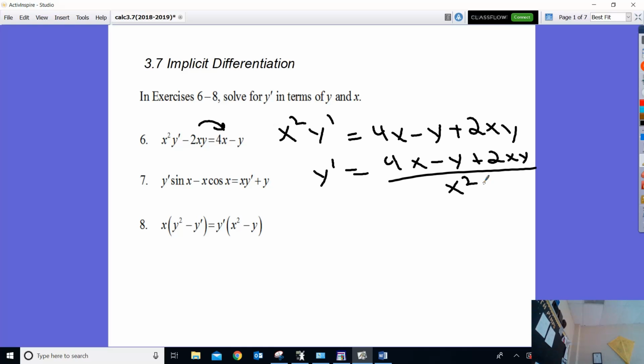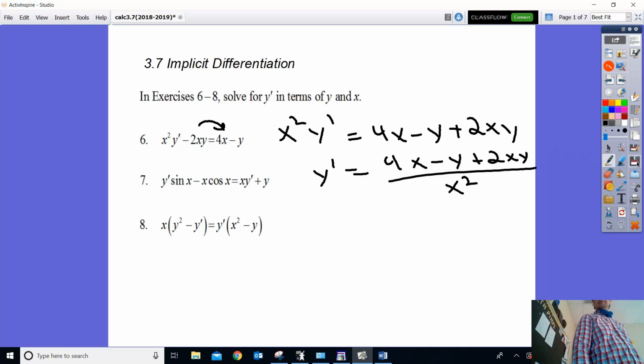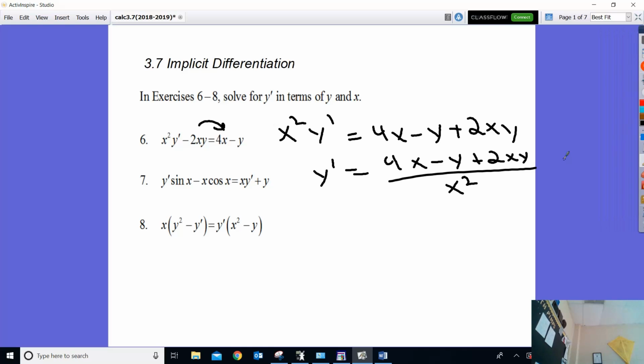This one's actually interesting because there's a y prime on both sides. That makes it a little bit harder to do. So we'll do that one. I probably don't have room up there for that. Now, does anybody have any idea where to start on 7?